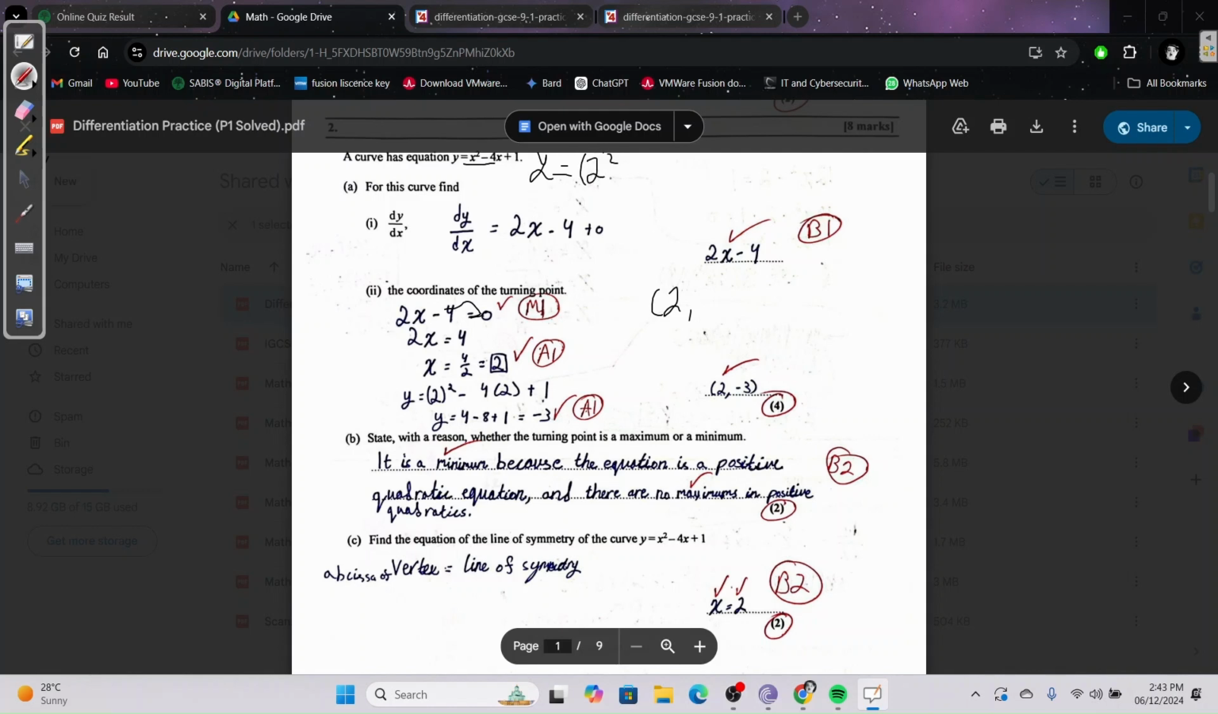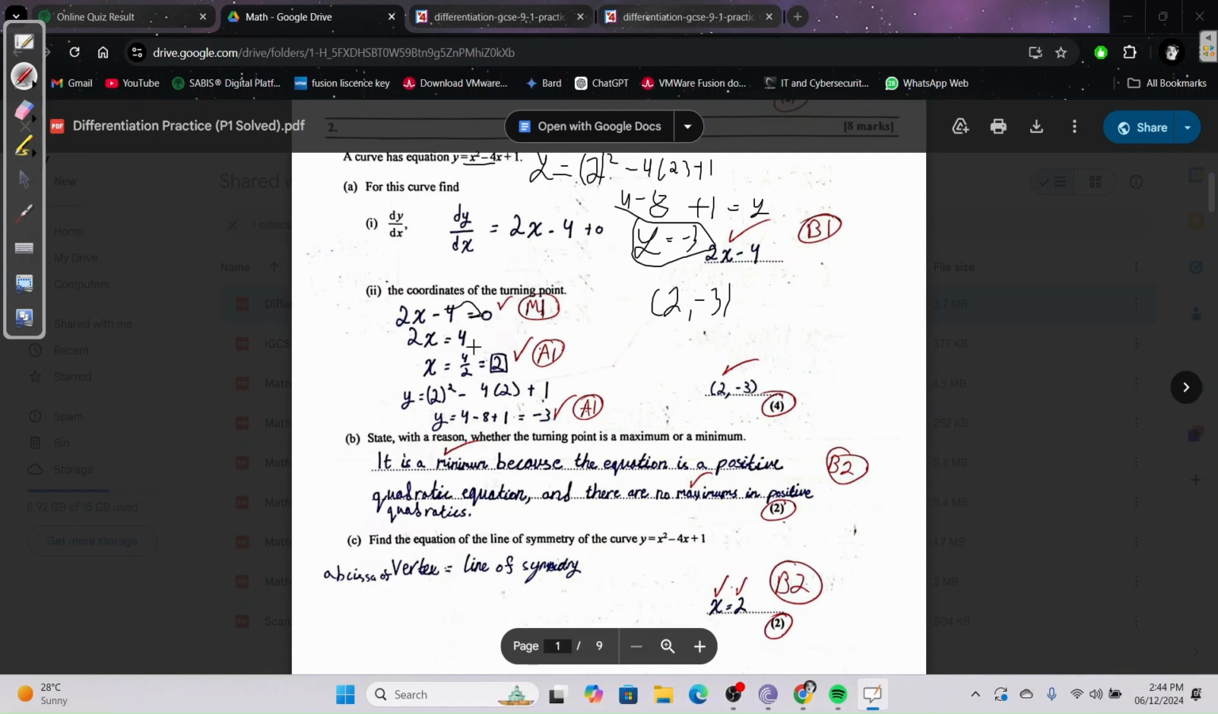I put this in brackets. Minus 4 times 2 plus 1. Okay, so this is going to be 4 minus 8 plus 1 is equal to y. So y equals 4 minus 8, which is negative 4. Negative 4 plus 1 is negative 3. So y is equal to negative 3. This is our turning point. So our final point is 2 and negative 3. This is our point.